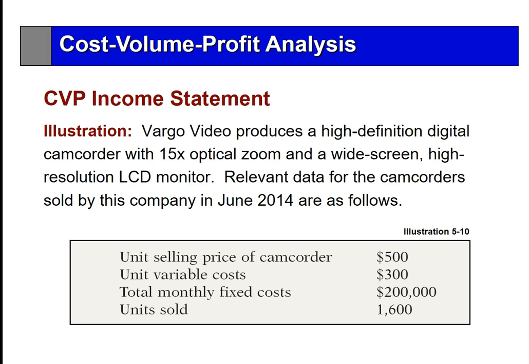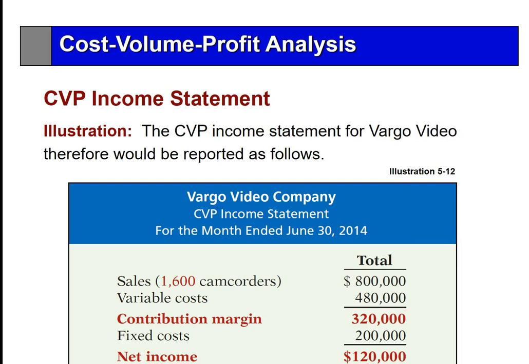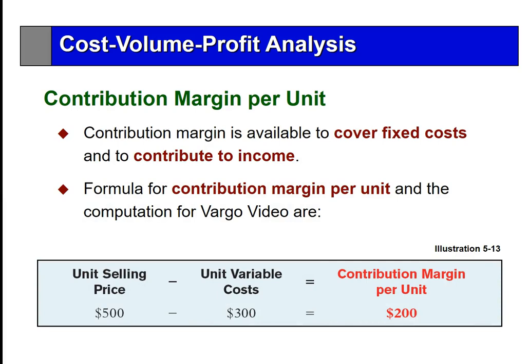Here is an example. We have Vargo Video, and the relevant data is it has a unit selling price of 500, variable cost of 300, total monthly fixed cost of 200,000, and they're selling 1,600 units. So therefore, the contribution margin statement simply has sales minus variable costs, which then shows me what the contribution margin is. And the contribution margin is what's left over to cover the fixed. Once the fixed is covered, what remains is net income. So there you have the total contribution margin.